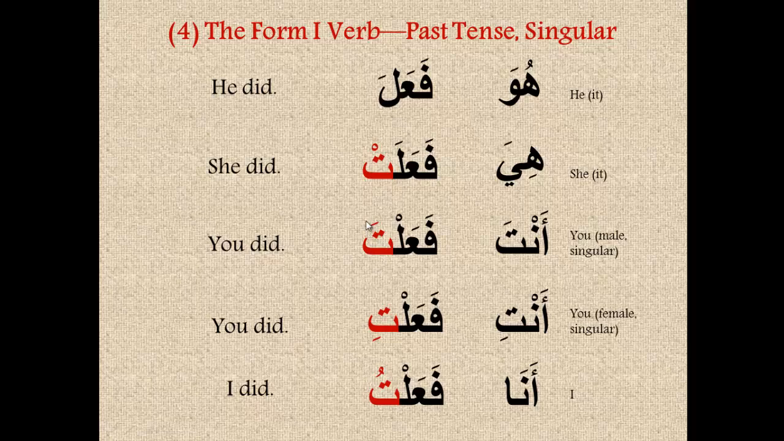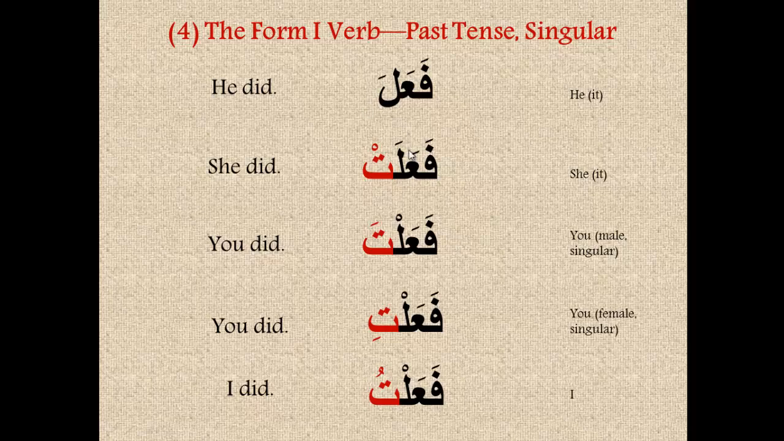That ta at the end of the verb tells you who's doing the action. It tells you that anta is doing the action, fa'alta. We don't need to say anti fa'alti, we can just say fa'alti. And we don't need to say ana fa'altu, we can just say fa'altu. So we can actually remove the pronouns. And these verbs just by themselves would make perfect sense because they would tell us the person. We cannot do that in English. In English, we need to have the personal pronouns in front.